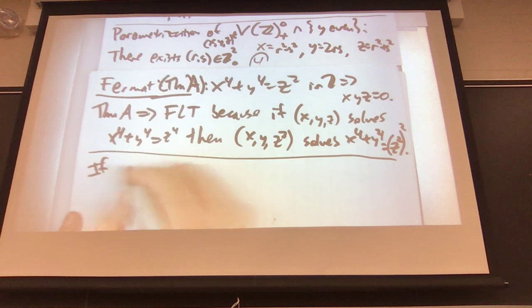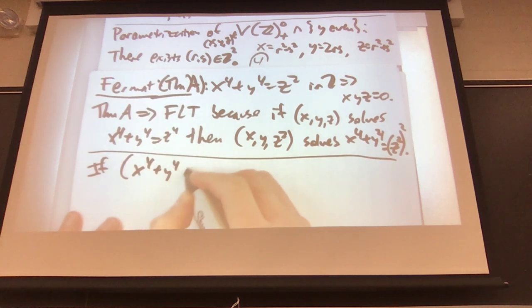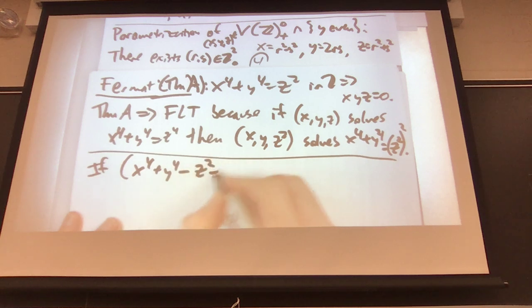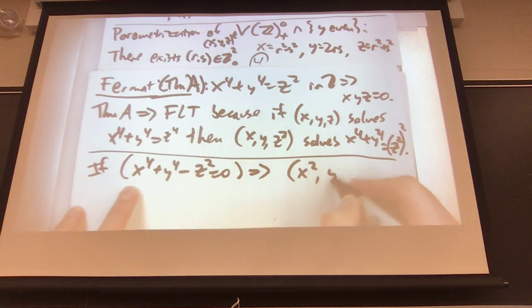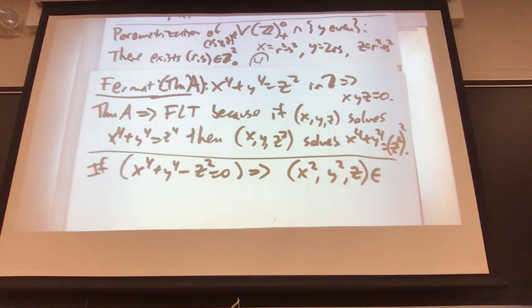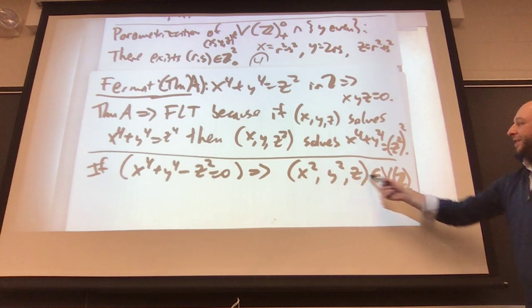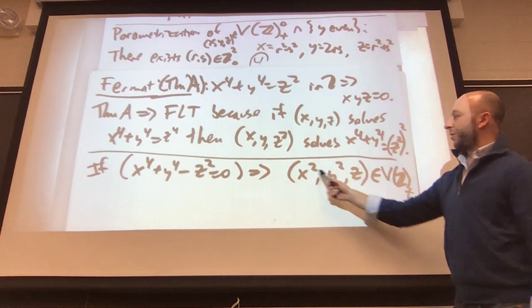If x to the 4 plus y to the 4 minus z squared is equal to 0, then x squared, y squared, z is a Pythagorean triple. We can assume this z is positive. These are all integers, so their squares are integers.